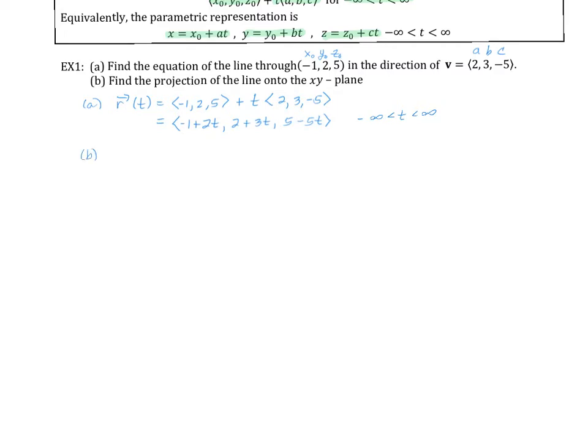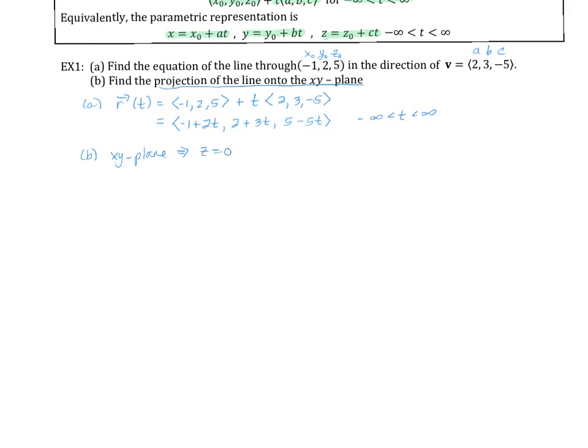Let's look at part B. So part B says to find the projection of the line onto the xy plane. Well, first of all, what does that even mean, the projection of the line onto the xy plane? What that means is you set your z value to 0. We're not looking at the z value at all, we're getting rid of it. And we're just looking at the line, the equation of the line, if it were just in the xy plane, so in two-dimensional space. So again, when we say the projection on the xy plane, that means that we're going to let z equal to 0.